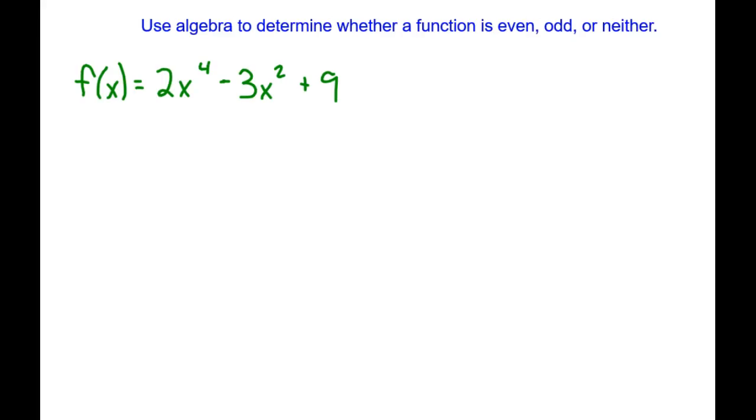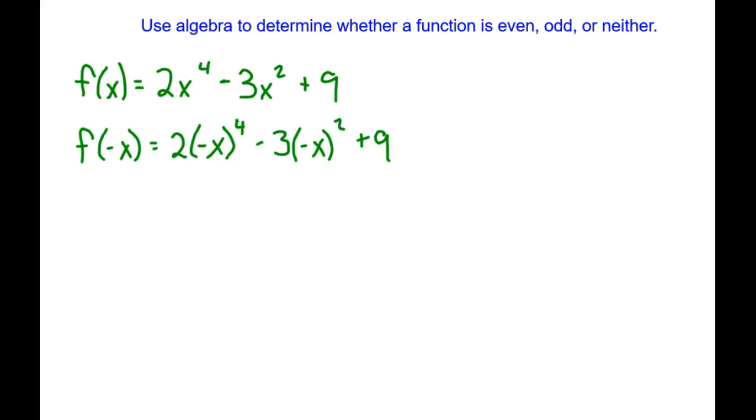So in the first example, we want to use algebra to determine whether a function is even, odd, or neither. The function we have is f of x equals 2x to the fourth minus 3x squared plus 9. So what we're going to do, everywhere we have an x in our equation, we're going to replace it with negative x. If we replace every x with negative x, we get f of negative x equal to 2 times negative x raised to the fourth power minus 3 times negative x raised to the second power plus 9.